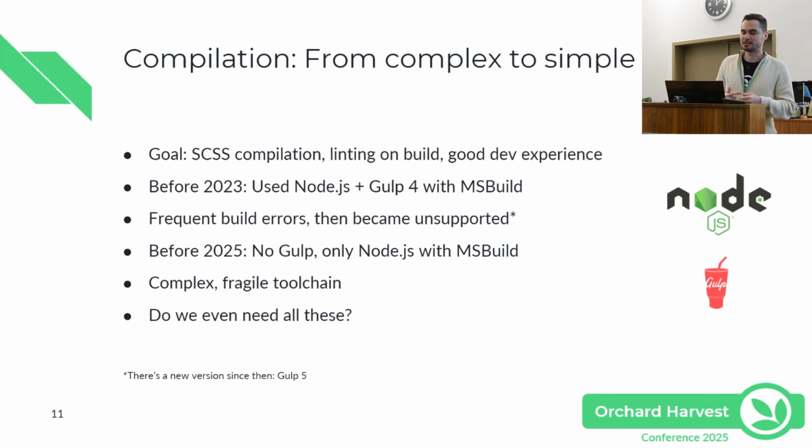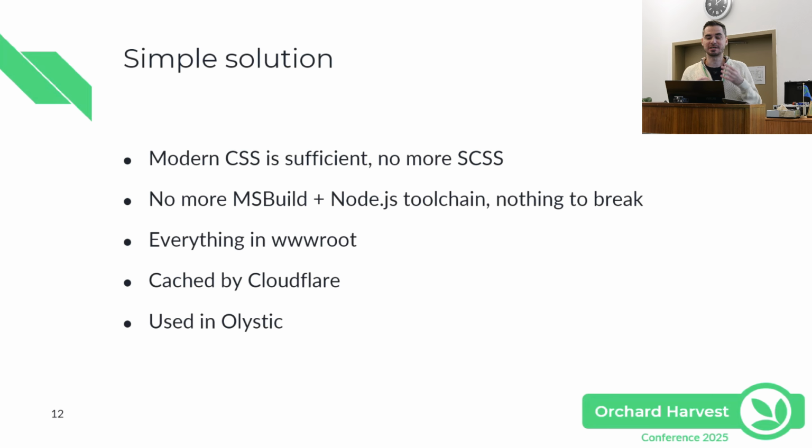And before this Olystic project, we started thinking about, do we actually need Node.js? And do we actually need SCSS at all? And we figured out that modern CSS is actually sufficient to implement styling for your websites. It has nesting, for example, which is one very important way to produce quality CSS code.